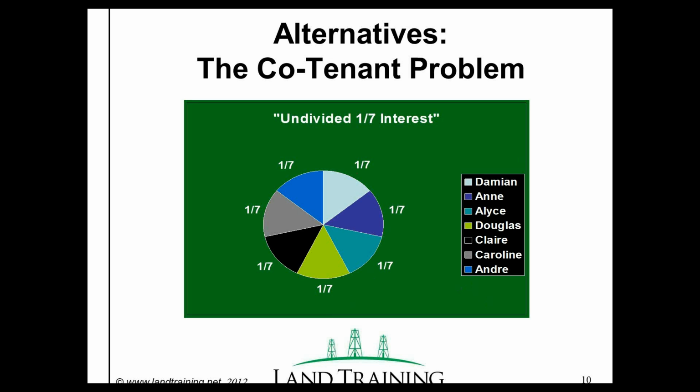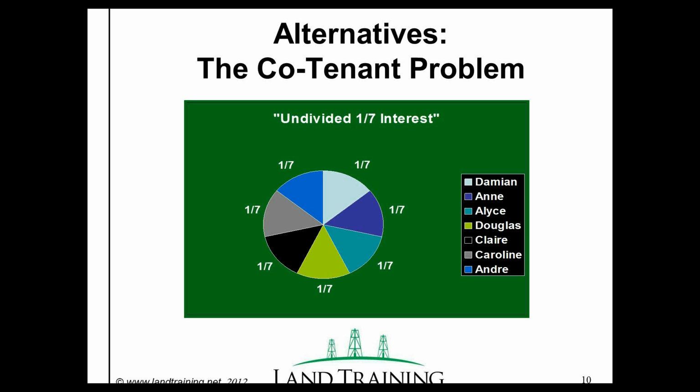So the question is, all right, let's say that my brother Damien is approached by an oil and gas company, and he signs a lease with that oil and gas company. He doesn't get my permission. He doesn't get anybody's permission from his other brothers and sisters. But he has signed an oil and gas lease to lease his acreage. Can he do that? Can he give permission to an oil and gas company to come onto this land and drill a well? And the answer is yes, he can.